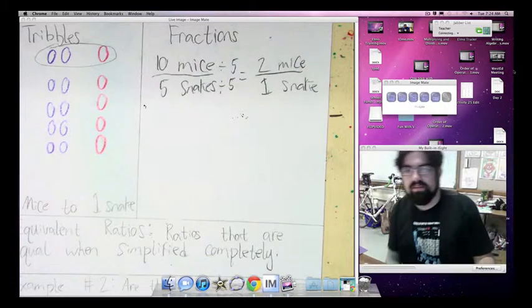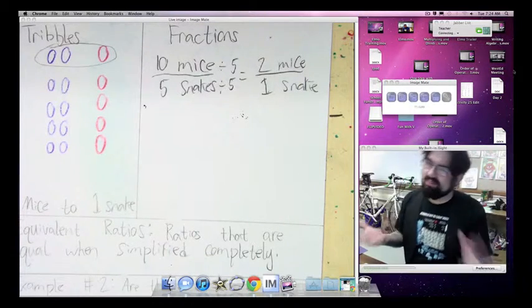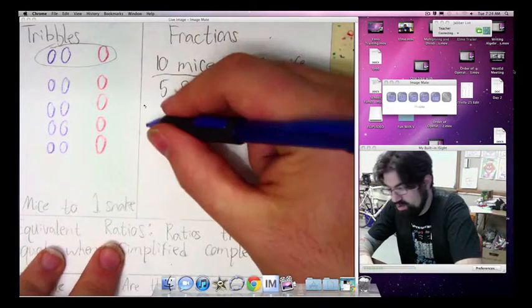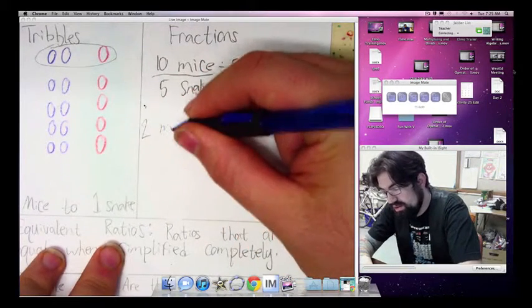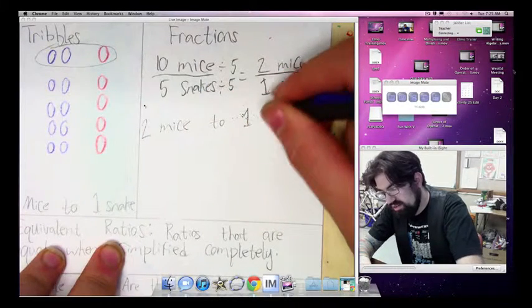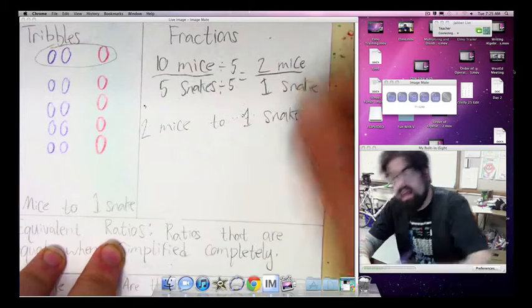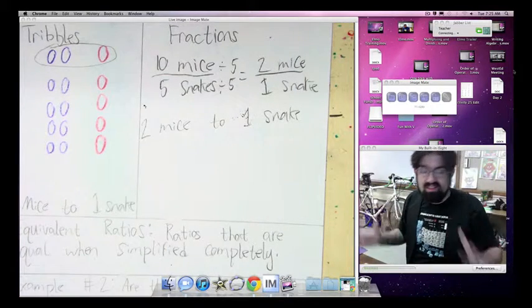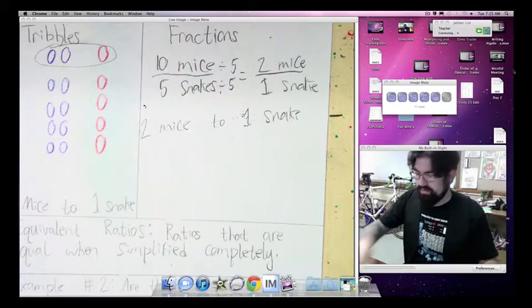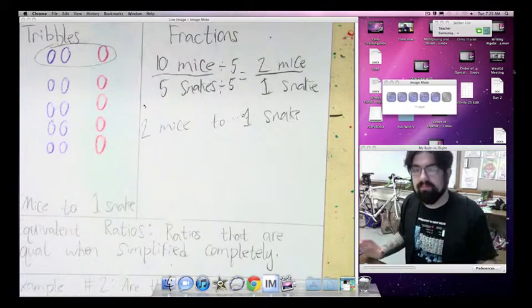Pardon the handwriting. Well, I can't leave my answer like that because that doesn't really make sense to me. I really do want you to write a fraction or a sentence. 2 mice to 1 snake. And that's actually a pretty big deal. Like writing sentences for unit 5 and 6, I'm actually like crazy about. So that's the main thing.